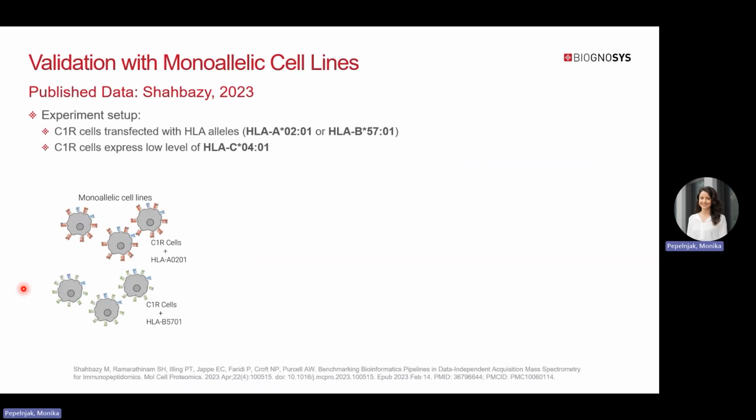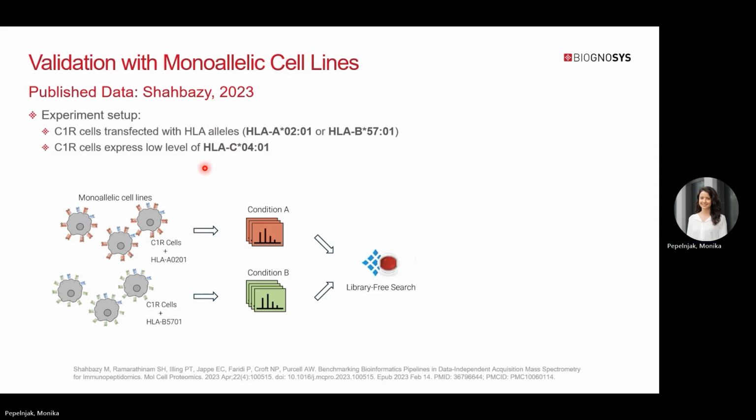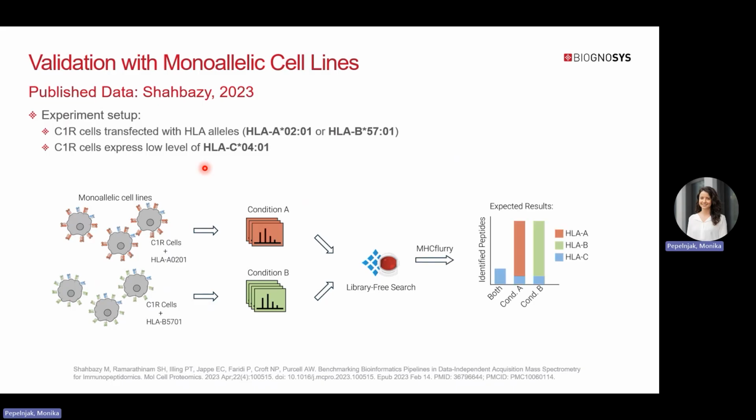To start with, we used the simplest model you can have, monoallelic cell lines. We took this published dataset where C1R cells were transfected with either allele A or allele B. With this, they generated condition A and condition B samples that would only have allele A or B, or a low level of expressed allele C. We analyzed everything together in a single search in library-free mode with Spectronaut 20. And with such an analysis, you would expect the following results.